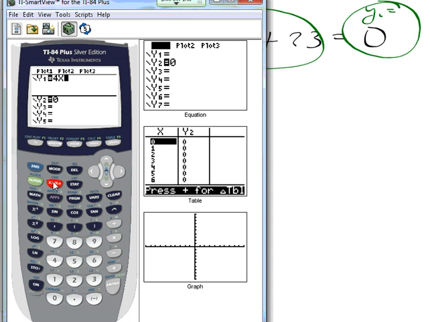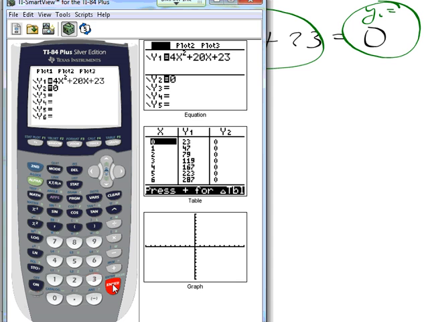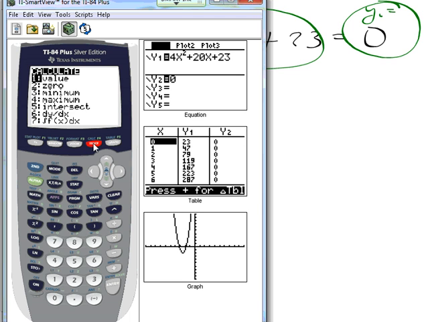4x squared plus 20x plus 23. And the other one is 0. Cool, I've already got that one in there. So then I hit graph. And I see, do I see my graph? Yes. Do I see it hitting the x-axis twice? Yep. And I want to see where those officially cross, so I go second, calculate the intersection spots.